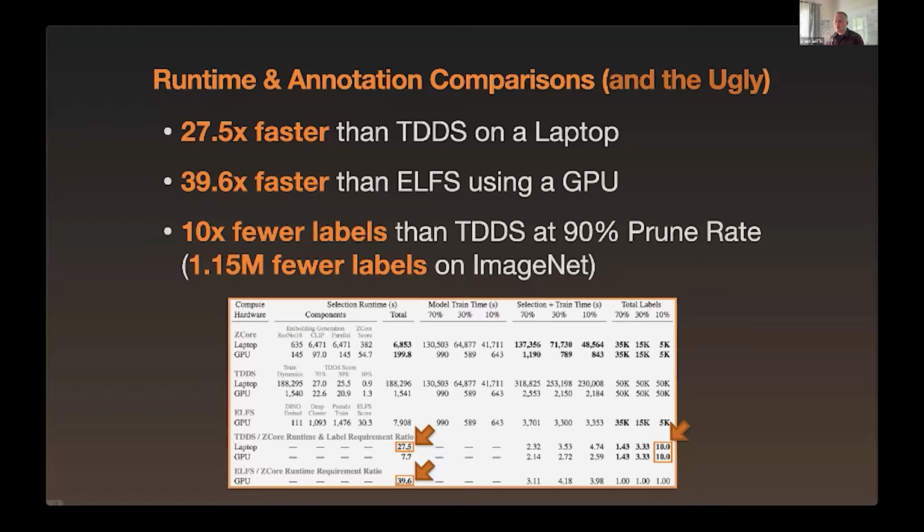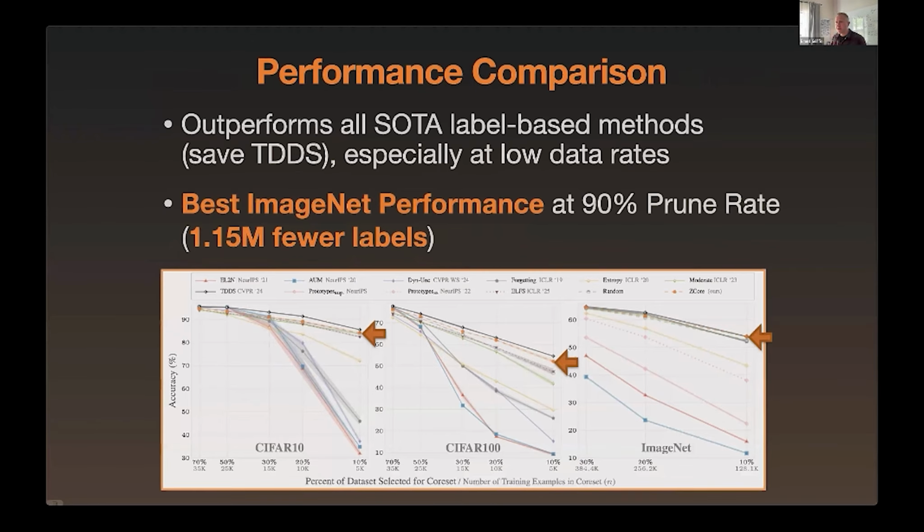Now, none of this cost savings in time or annotation matters if your core set isn't actually performing. So we also do a pretty exhaustive comparison of how these methods work in terms of the downstream model performance. And what we found is that ZCore outperforms all the state-of-the-art label-based methods and unlabeled methods, with only the exception of TDDS. And this is especially true at low data rates.